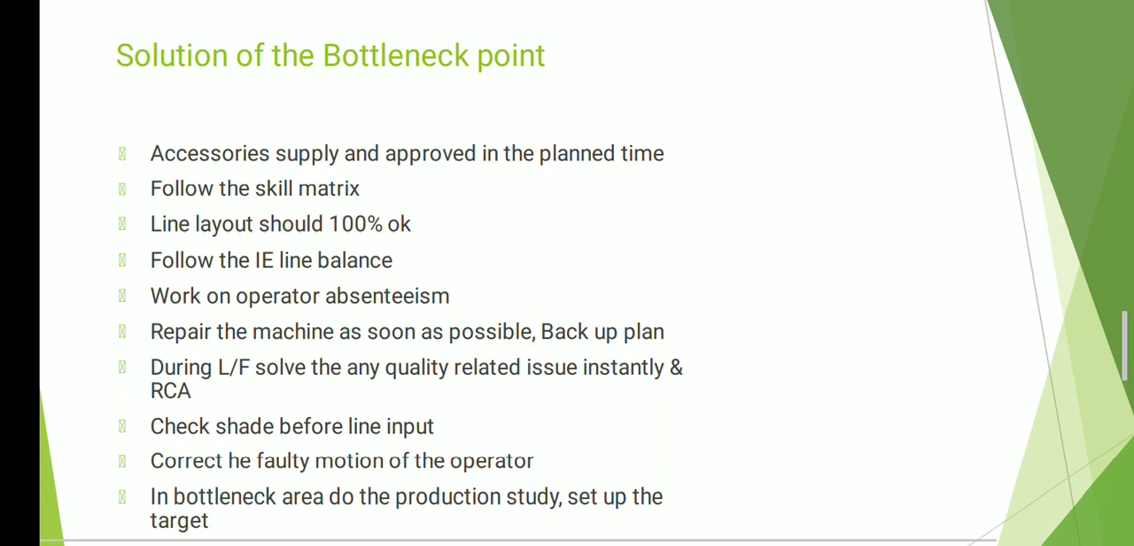Let's see the solutions of the bottleneck point. Accessory supply and approval in the planned time. Follow the skill matrix chart for worker selection to do their job. Line layout should be 100% okay, and an IE layout should be implemented because they are experts at that. Work on operator absenteeism: talk daily with the last day's absent operator, motivate and counsel them.